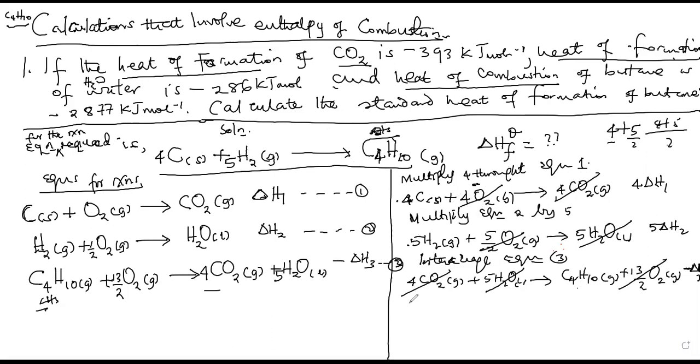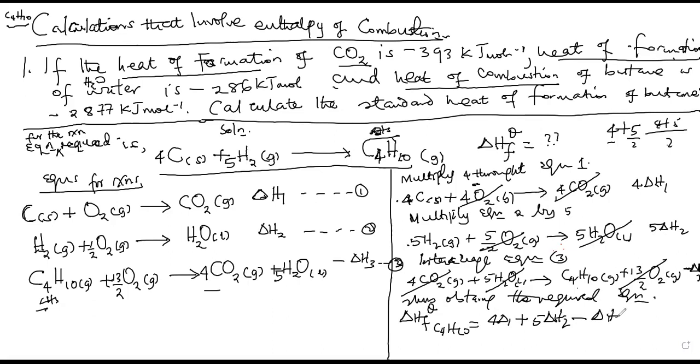So we shall obtain the required equation. After getting the required equation, we shall see how to get the enthalpy of formation. ΔHf theta of formation of butane C4H10 is going to be equal to 4ΔH1 plus 5ΔH2, then minus ΔH3. We subtract ΔH3 because it's automatically negative.